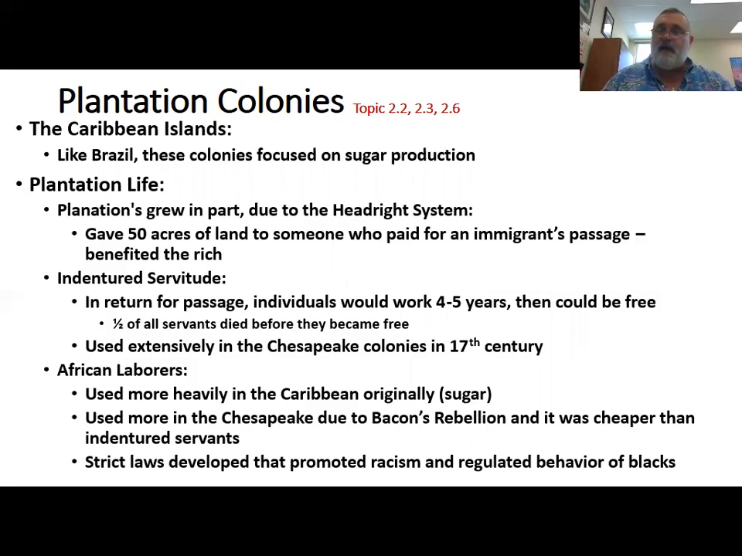This is different from chattel slavery, because while servants were treated pretty harshly back then, indentured servants were eventually allowed to be free. Once they served their term of service, it was up. Chattel slaves were slaves for life. Their children were slaves for life. So that's an important difference.